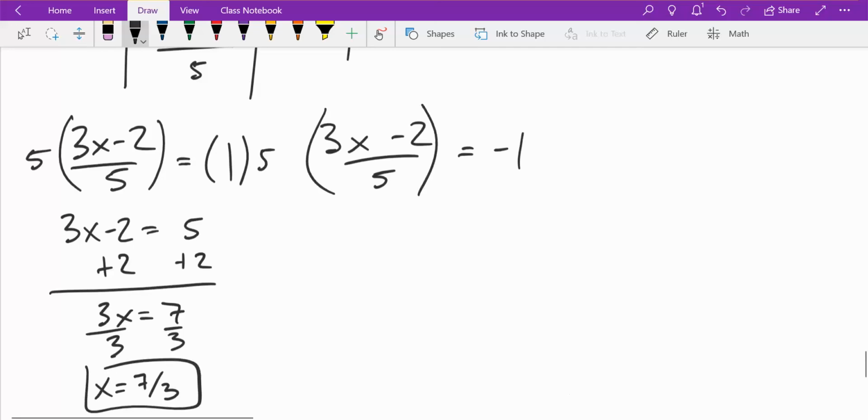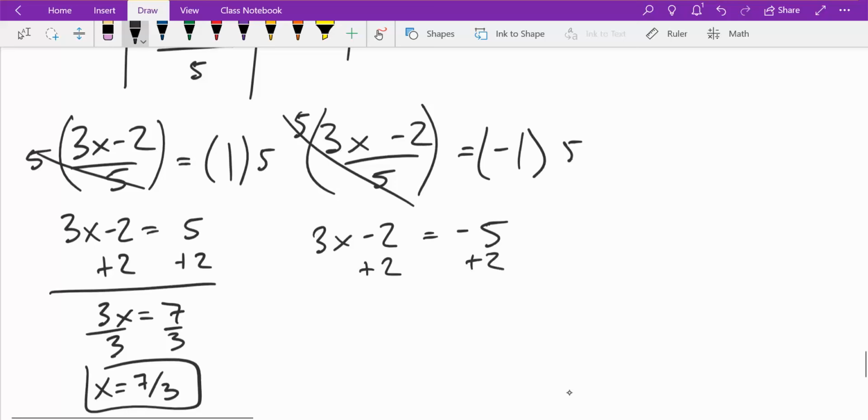Same thing on this side. Multiply both sides by 5. 5 simplify. 3x minus 2 equals negative 5. Add 2. Add 2. 3x equals negative 3. Divide by 3. X equals negative 1.